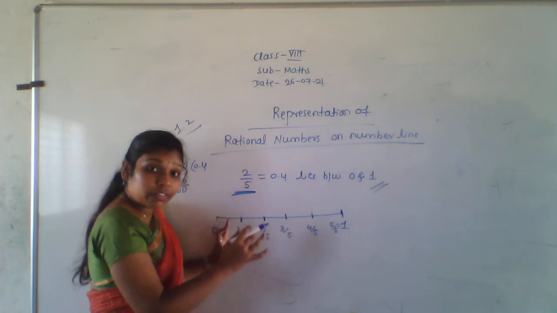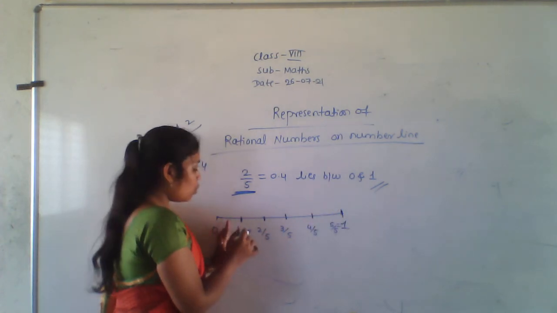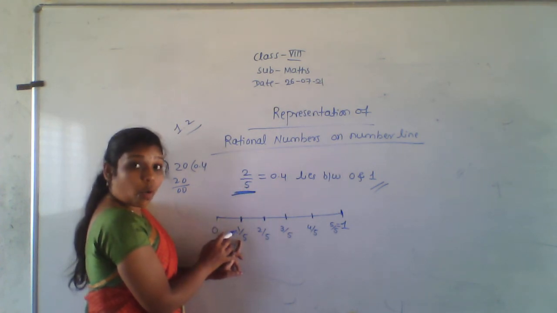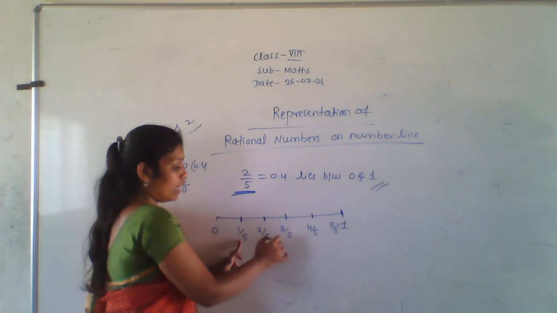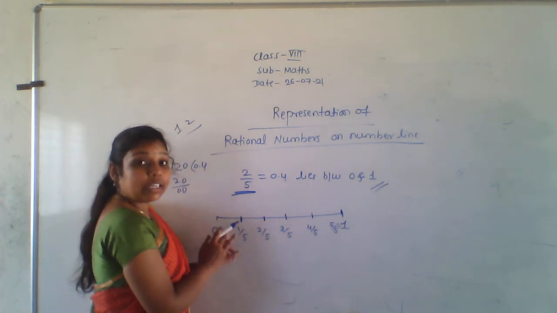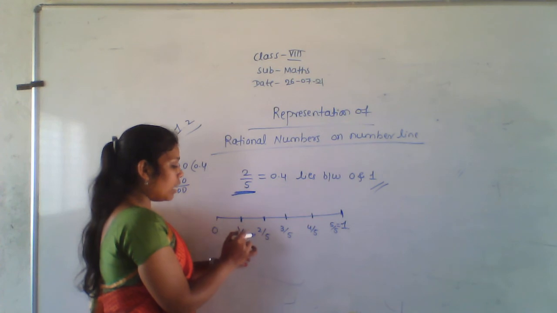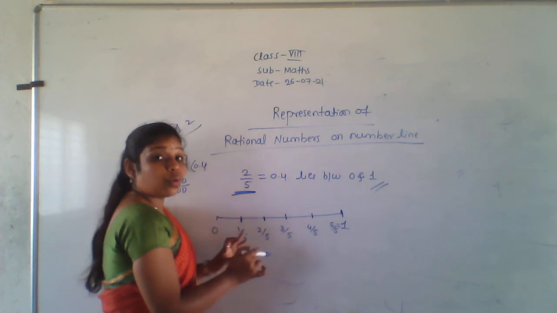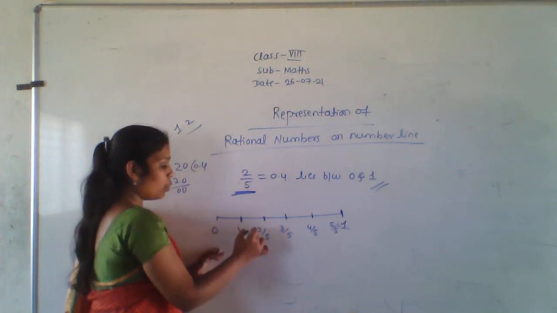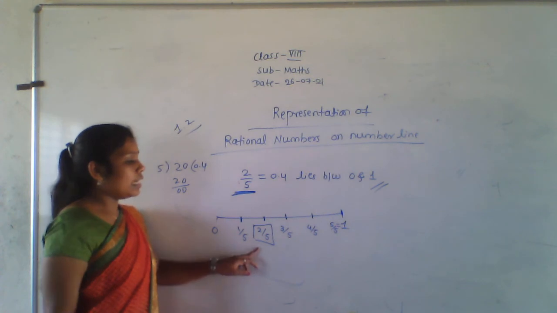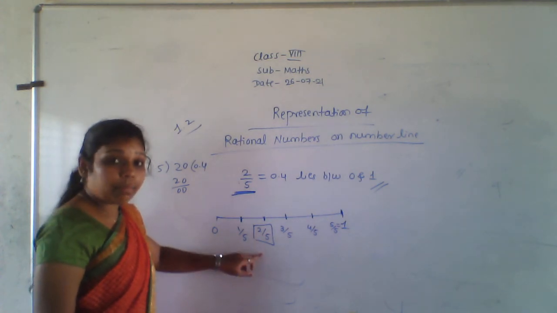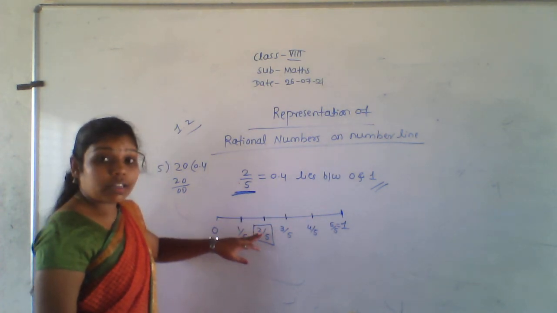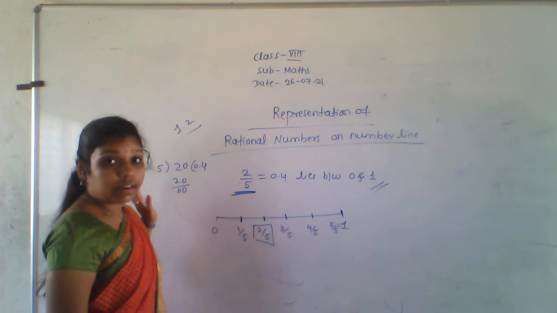So we made 5 equal parts here. The first one will be 1 by 5. Only the numerator values have to change. The denominator is the same everywhere. So 1 by 5, 2 by 5, 3 by 5, 4 by 5, 5 by 5. So where is 2 by 5 now? Here is the 2 by 5. So this is the representation of a rational number on the number line. Is everyone understanding?